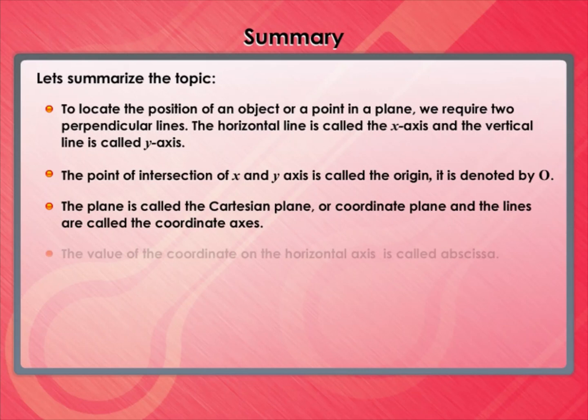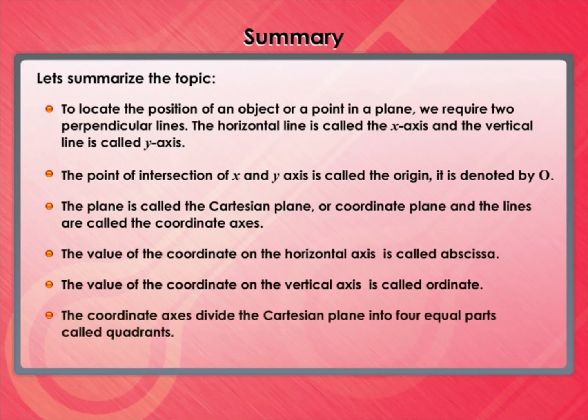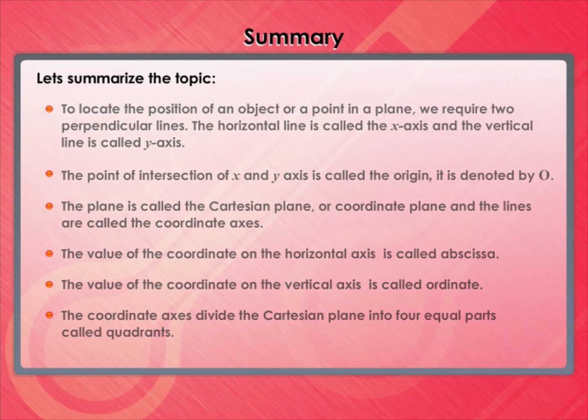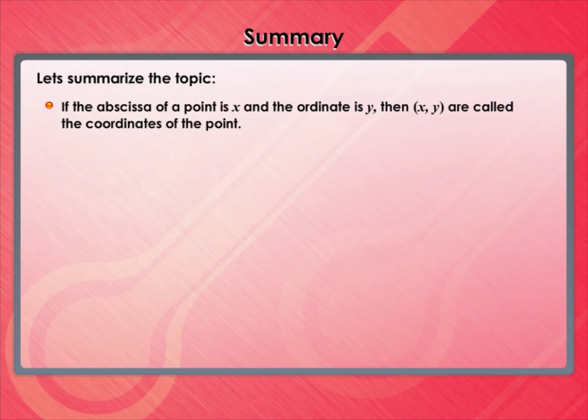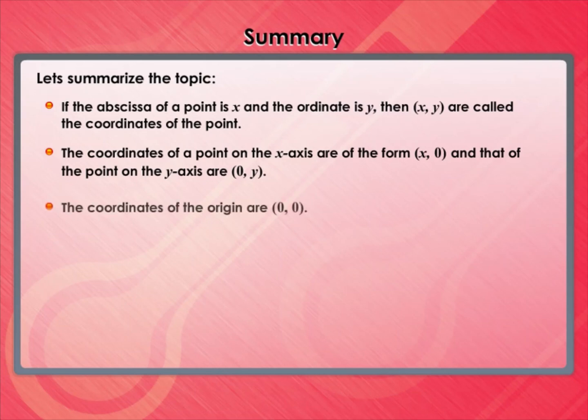The value of the coordinate on the horizontal axis is called the abscissa. The value of the coordinate on the vertical axis is called the ordinate. The coordinate axes divide the Cartesian plane into 4 equal parts called quadrants. If the abscissa of a point is x and the ordinate is y, then (x, y) are called the coordinates of the point. The coordinates of a point on the x-axis are of the form (x, 0), and that of a point on the y-axis are of the form (0, y). The coordinates of the origin are (0, 0).